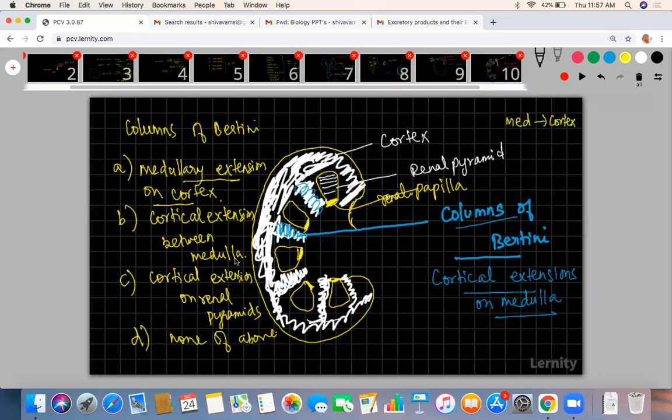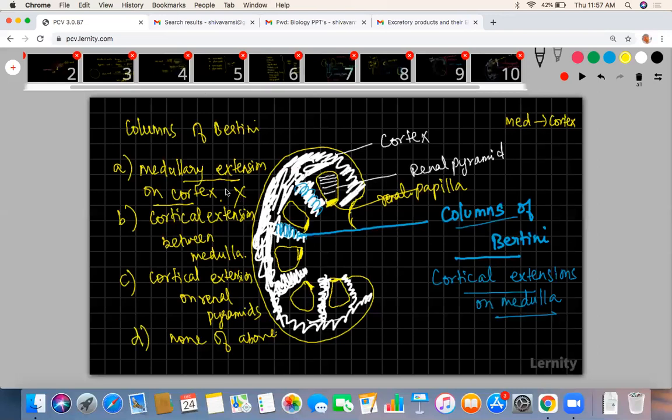Is this correct? Is A correct? Tell me the answer. Is A correct first of all? Say yes or no, don't tell the answer. Is A correct or wrong? No. So that is eliminated.